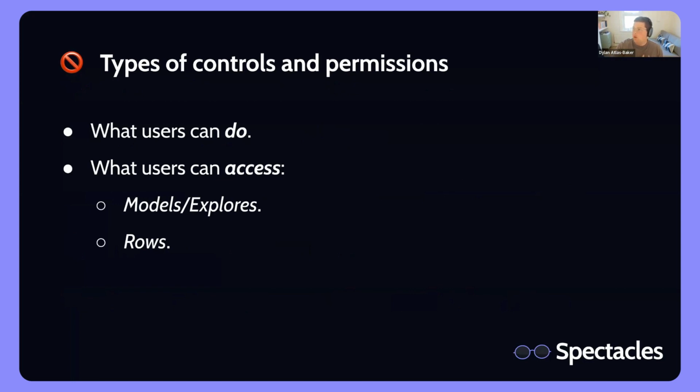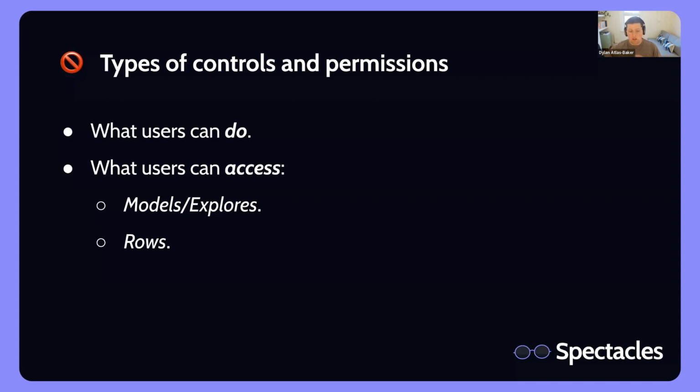What actions are they able to take, and to some degree, what can they see? And then we're going to talk about what users can access. That's going to be split into a couple of different vectors. One's going to be models, explorers, and even views, dimensions, measures, so the actual tables and columns that they can see.